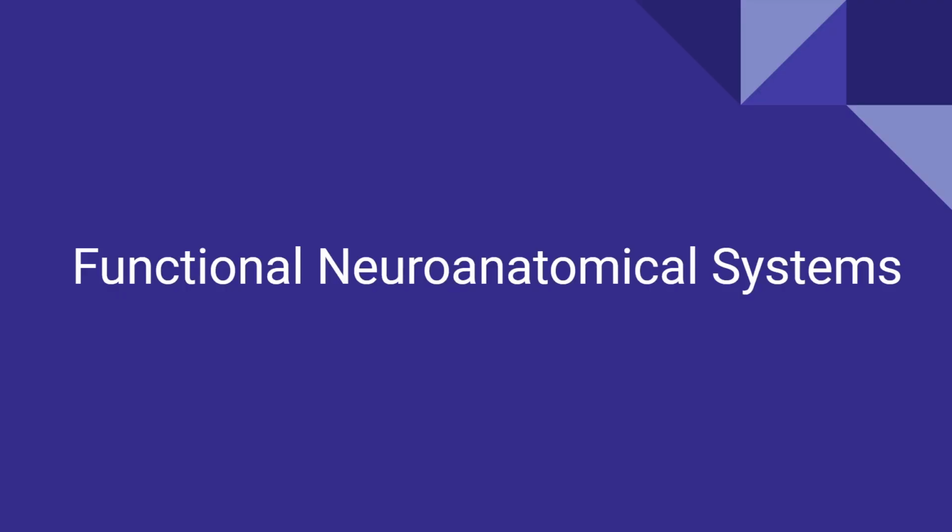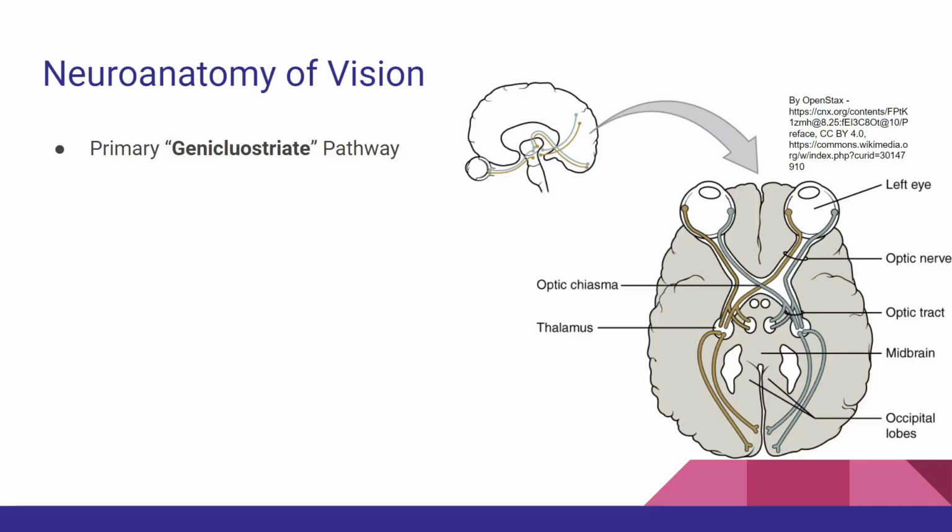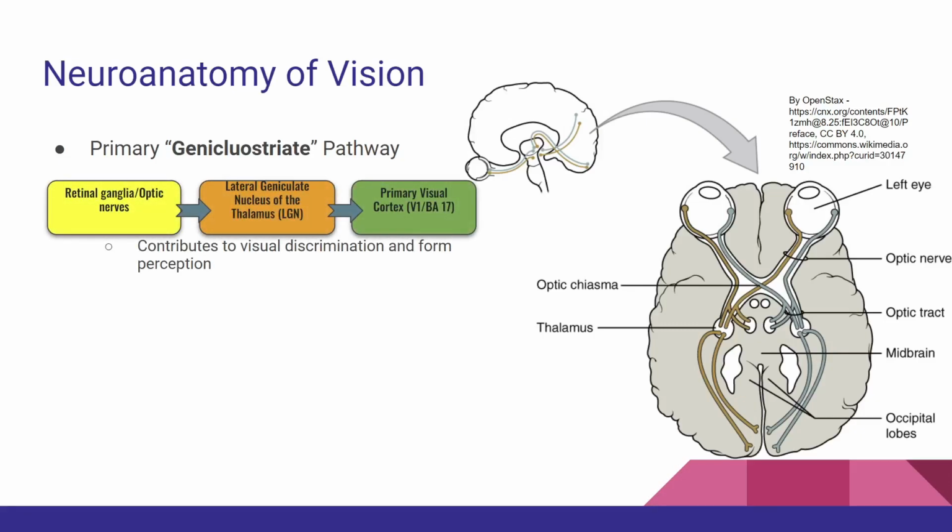So now we're going to move on to some of the functional neuroanatomical systems within the brain. The networks and connections that produce or process specific cognitive abilities or process specific sensory information. So the first system we're going to talk about is related to the visual system. There's a primary pathway called the geniculostriate pathway, and if you look at the graphic on the right, it shows this pathway. And this contributes to visual discrimination and form perception.